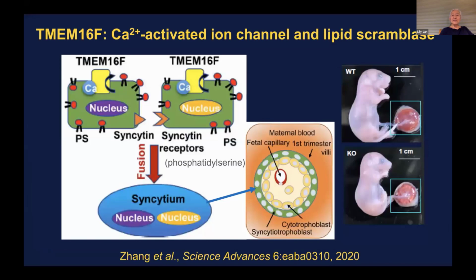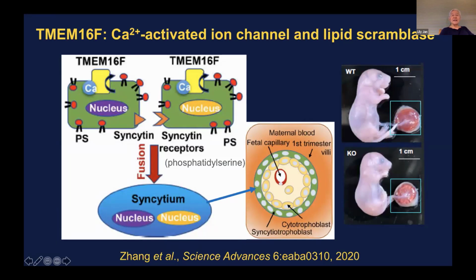Now, the last example I will use about the multitasking channels is TMEM16F. It's a calcium activated ion channel, and it's also a calcium activated lipid scramblase. The lipid scramblase activity allows phosphatidylserine that's normally on the inner leaflet to be exposed to the cell surface, which will facilitate the fusion of these placenta cells. So that will lead to the formation of the syncytial trophoblasts.